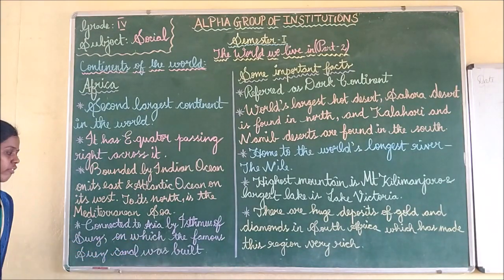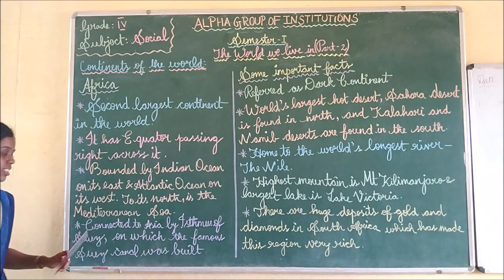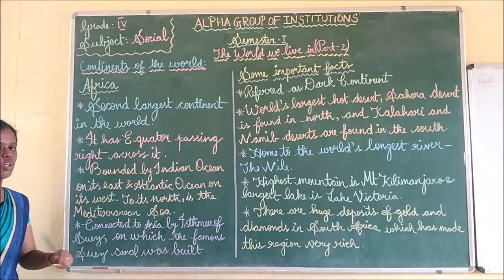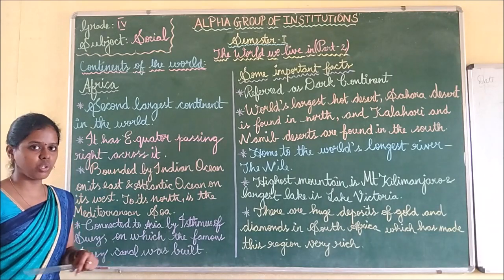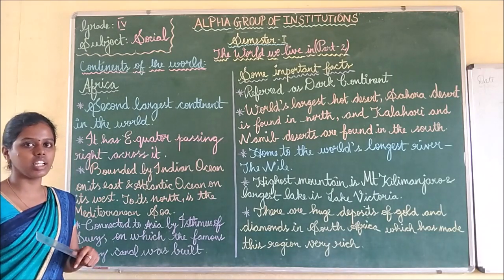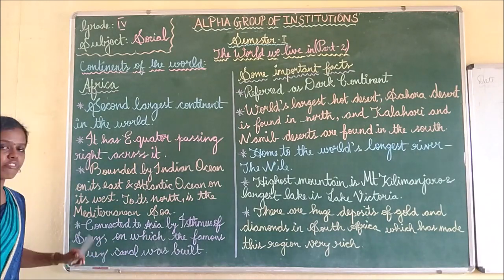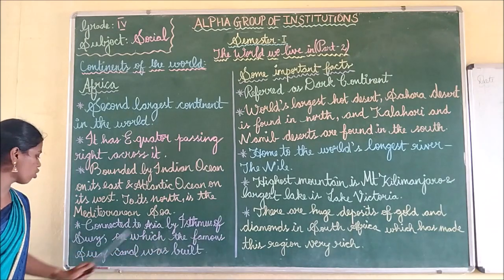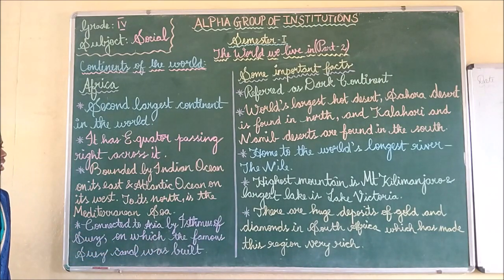This is additional information: on the Isthmus of Suez there is a famous canal called the Suez Canal. Many of you know about the Suez Canal. I think you have read in your GK or social books. So the Suez Canal is the famous canal that was built on the Isthmus of Suez, and this Isthmus of Suez is connecting Africa and Asia.